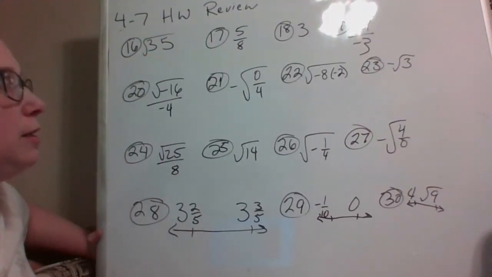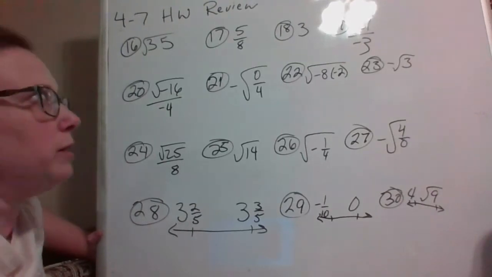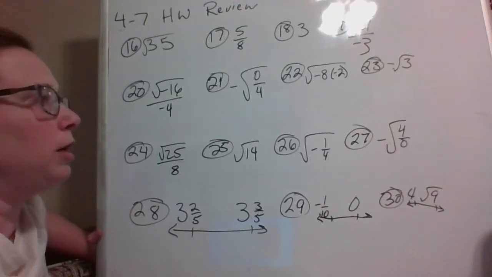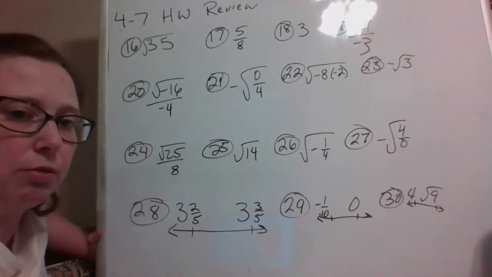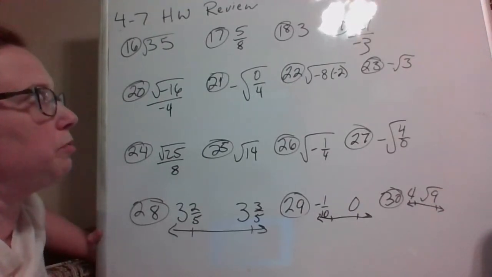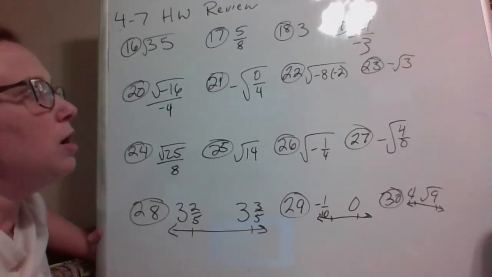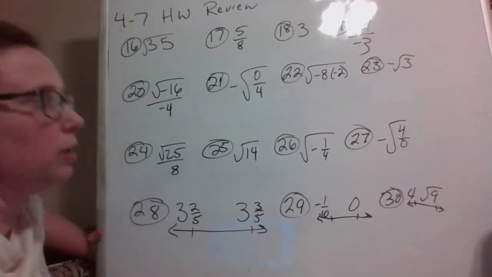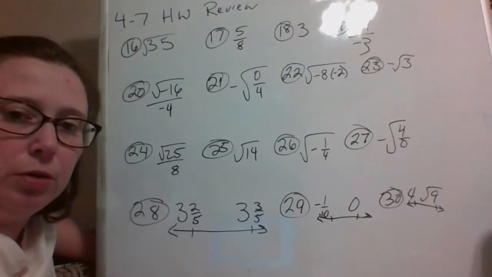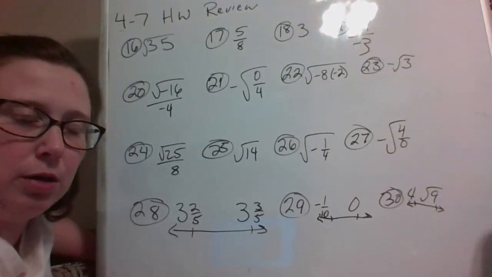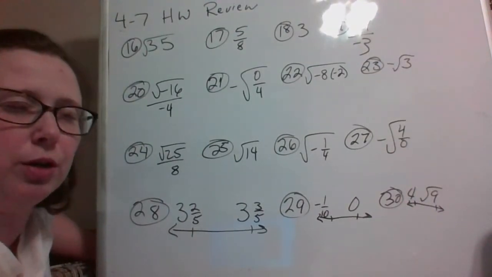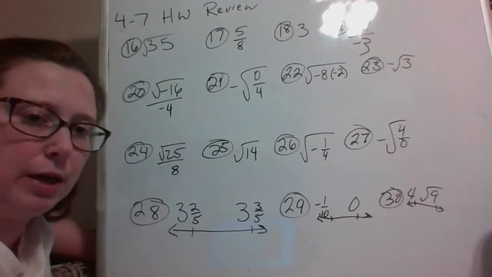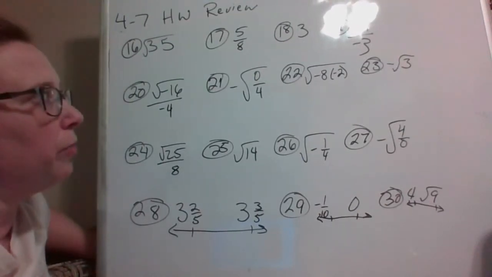Number 17 is the fraction 5/8. Any number that can be written as a fraction is a rational number. So that is rational and real. Number 18 is just the number 3. The number 3 would be natural, whole, integer, rational, and real.